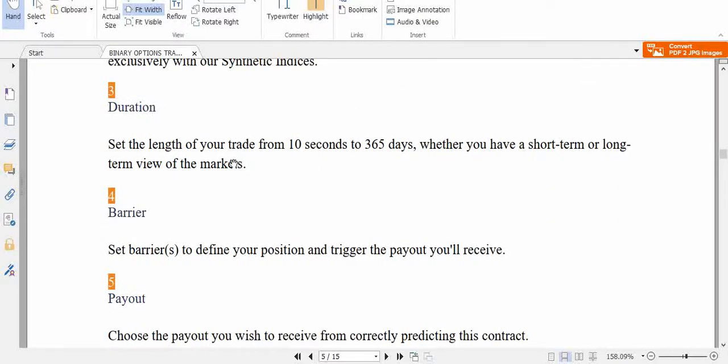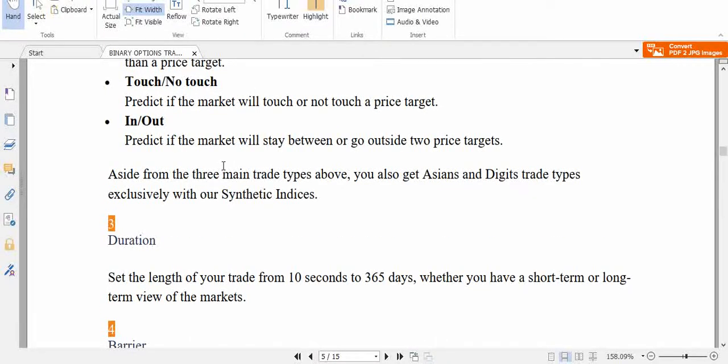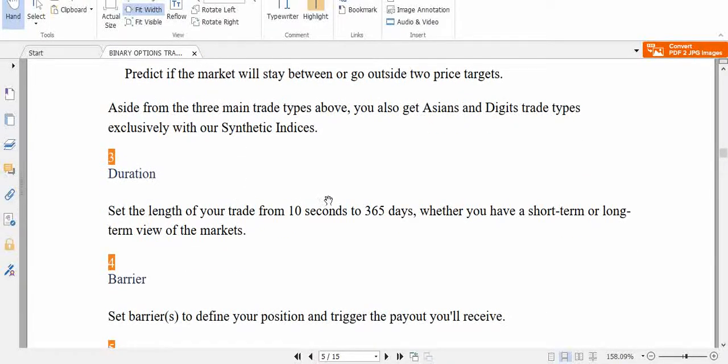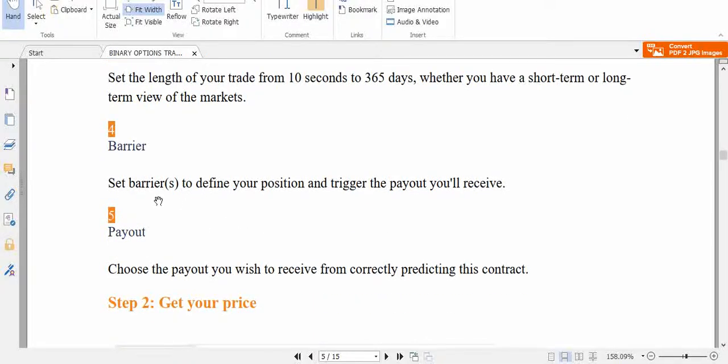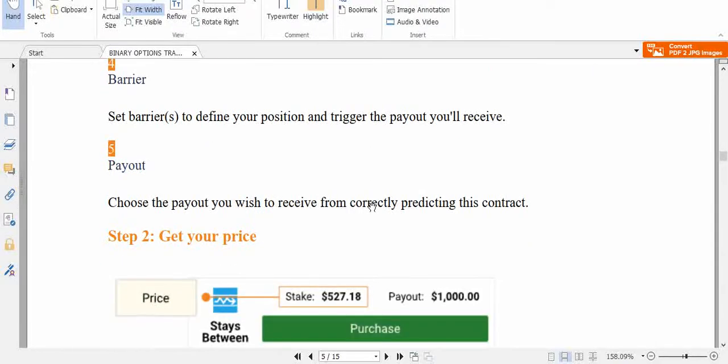So that is it. Then now duration, there are some things you need also to learn. When you talk about duration, you set the length of your trade. How long do you want your trade to last? 10 seconds, you want it to take days, and so forth. Then the barrier is you set barriers, define your position, and trigger the payout you will receive. For example, if you're trading rise, from the point you enter the market, that becomes your barrier. So if your prediction is rise, if the market goes up, you win. If it goes down against your prediction, you lose.